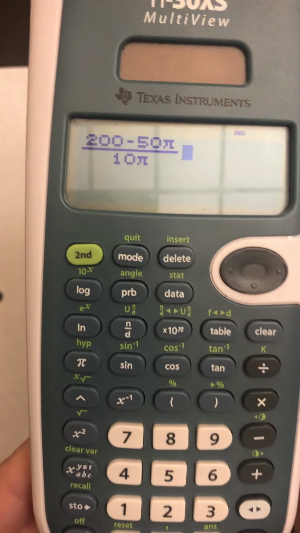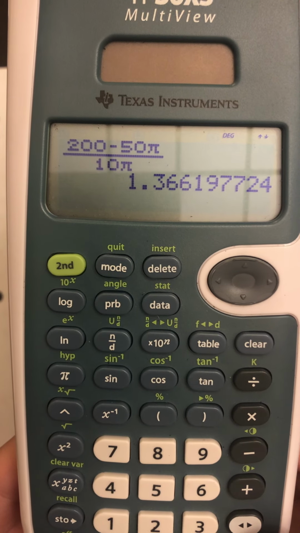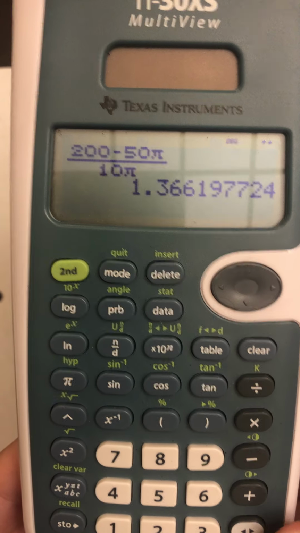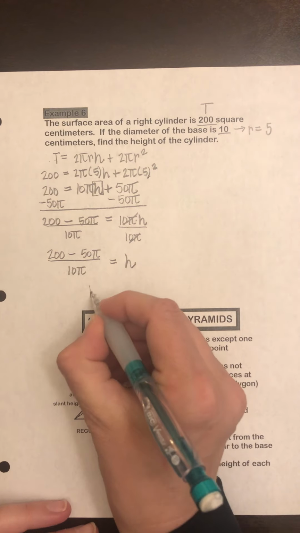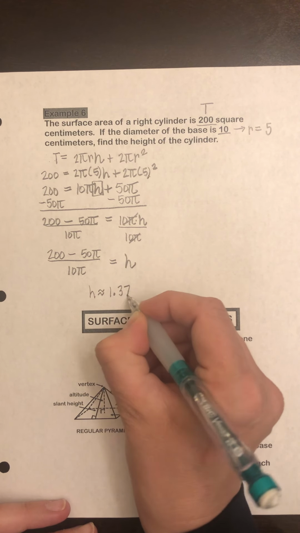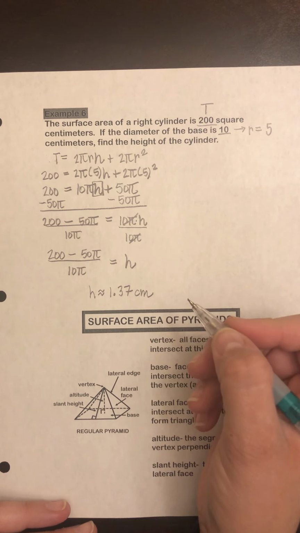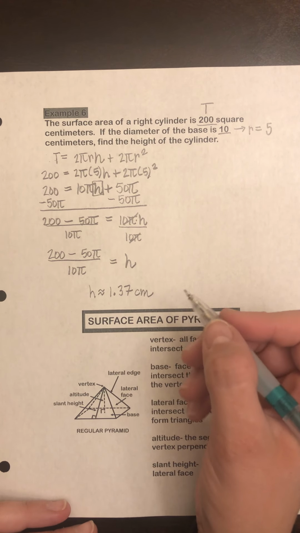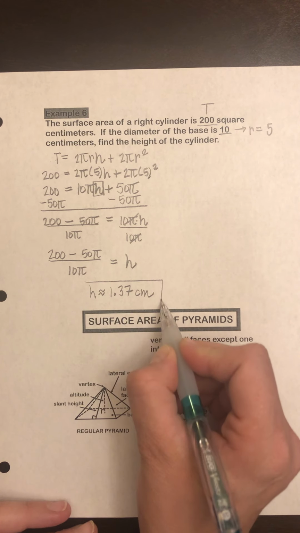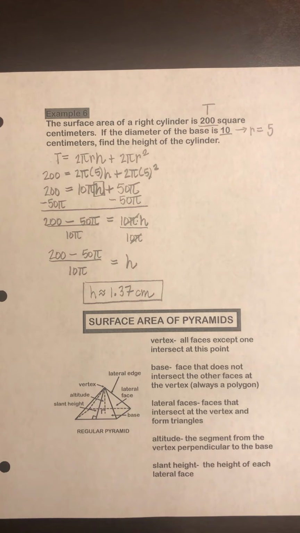Type it in like you see it, hit enter, and we're gonna get approximately 1.37. So h is approximately 1.37. Now we need some units. We're dealing with centimeters. Am I gonna square those centimeters? No, because this is not for area. This is the height. So do not square that.